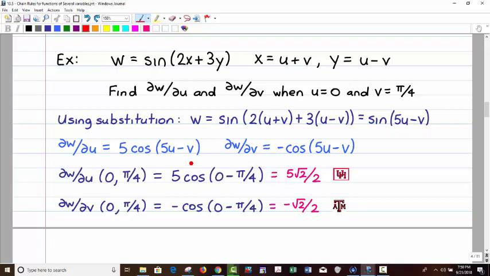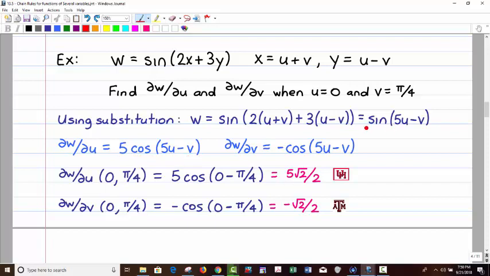See what happens here. The derivative of sine is cosine, and then the derivative of the inside with respect to u would be 5. So it's 5 cosine of 5u minus v.